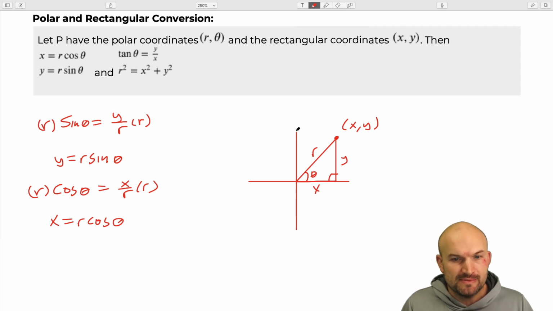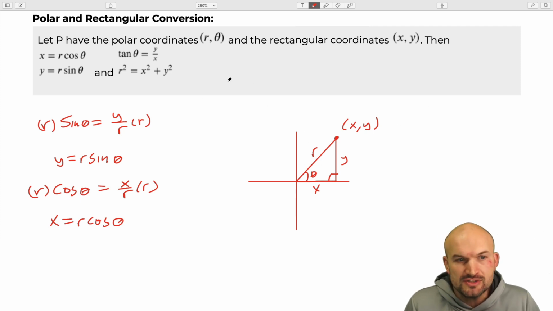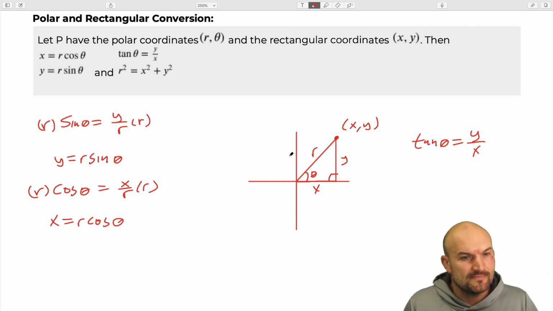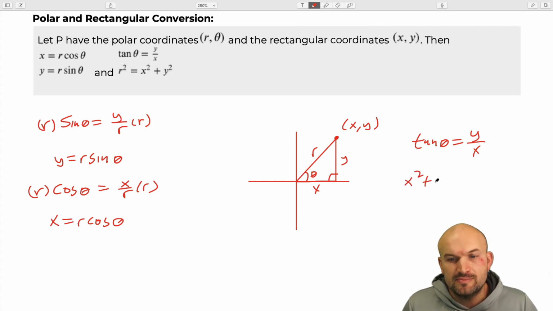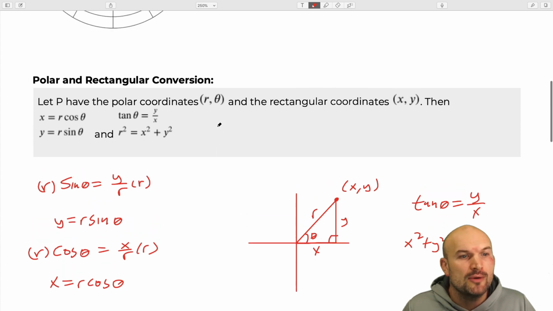Now, the other relationships, again, come from the triangle, right? We also know that looking at this triangle, the tangent of theta is opposite over adjacent, y over x. And then here, we just recognize that to be the Pythagorean theorem. So we could say x squared plus y squared equals r squared. And there you go, ladies and gentlemen. That is our notes here for our polar equations.